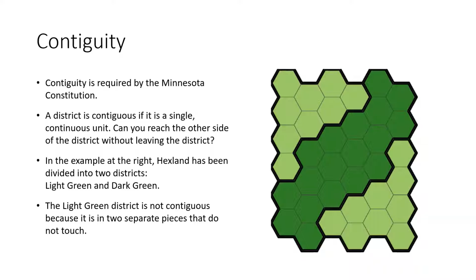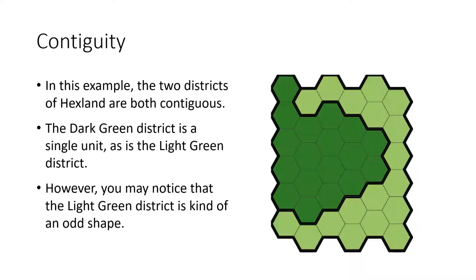You can see that the light green district is not contiguous because it's split into two separate pieces that do not touch. You cannot get from one end of the light green district to the other end without traveling through the dark green district, without leaving the light green district. That's how you know it's not contiguous. So in this example, both the districts are contiguous. The dark green district is a single unit and the light green district is a single unit. However, you might notice that the light green district is a little bit of an odd shape. And that brings us to our next principle, which you also might be familiar with.